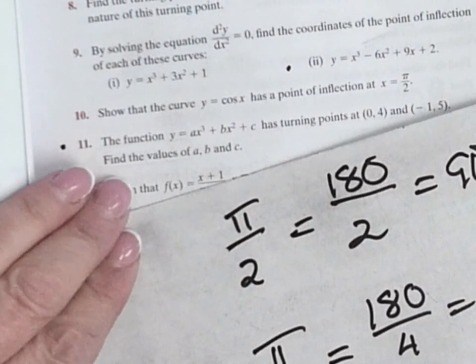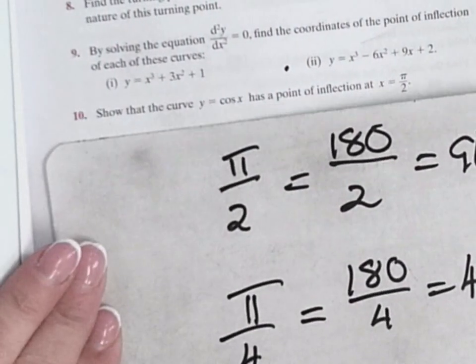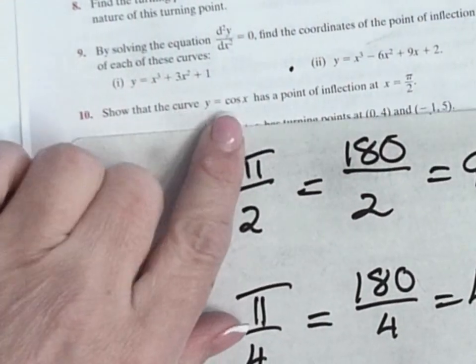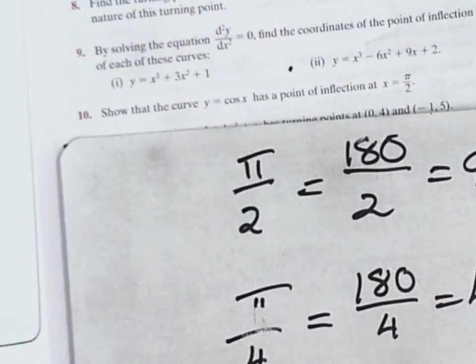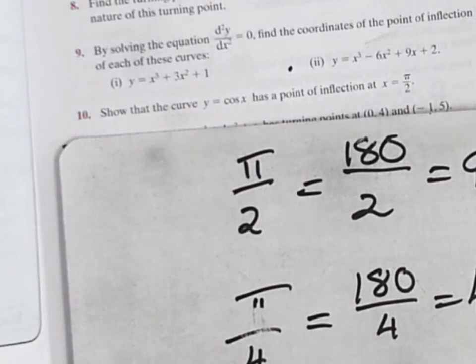So if you just look at question 10, read that as: show that the curve has a point of inflection at x equals 90. Are we okay with that? Are we all fine? Right, okay, off you go, start your homework.